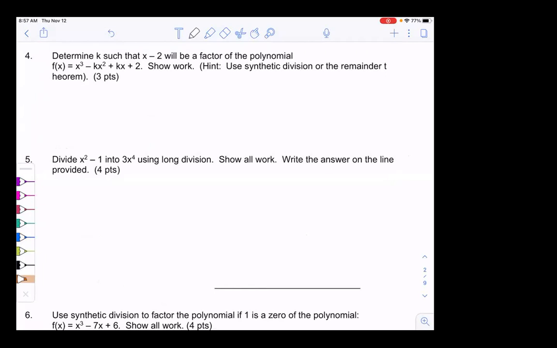It wants you to determine the value of k such that x minus 2 is a factor of the polynomial. And then it gives us the function f of x equals x cubed minus kx squared plus kx plus 2.